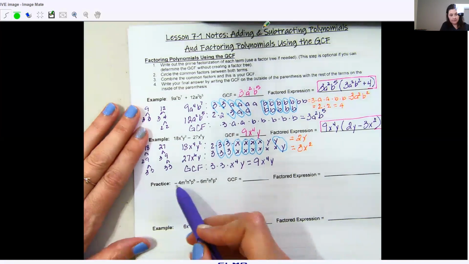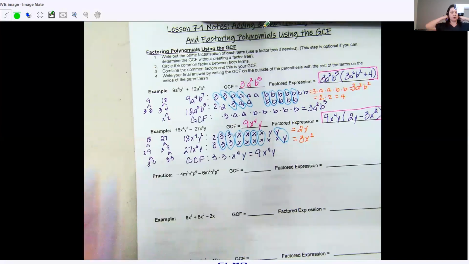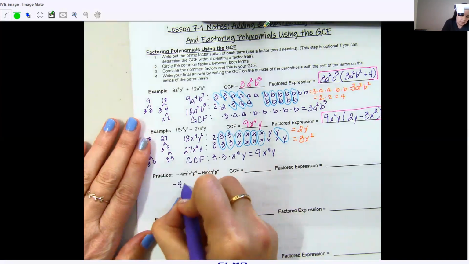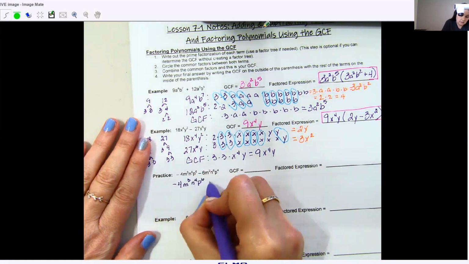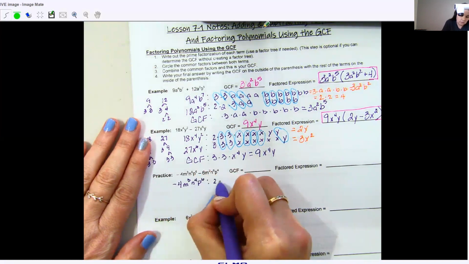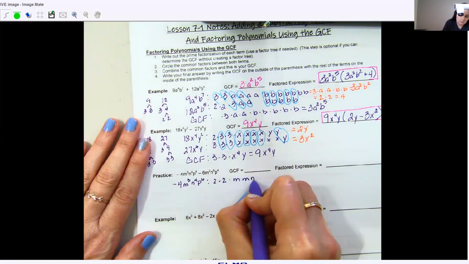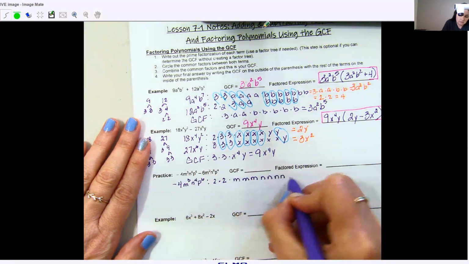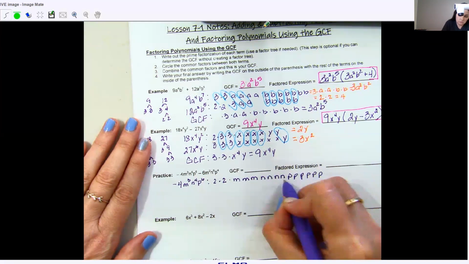So I already know my prime factors for 4 and 6, so I'm not going to do a factor tree for those. I'm just going to go ahead and start factoring. So negative 4 m to the third n to the fourth p to the sixth is going to be 2 times 2, and then 3 m's, 4 n's, 6 p's, 1, 2, 3, 4, 5, 6.